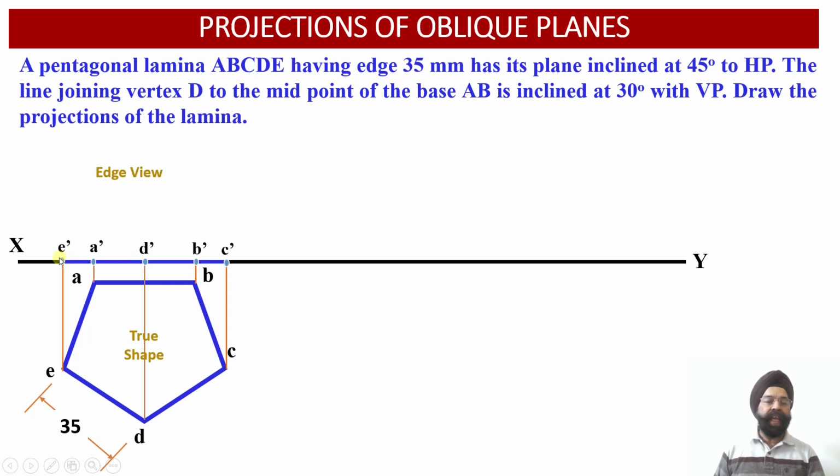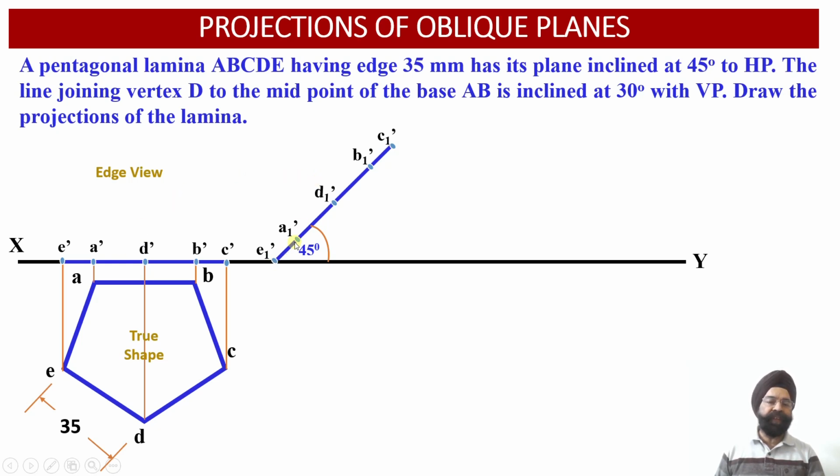Having obtained the edge view projections of this lamina onto the horizontal plane, now we have to incline this edge view, or the surface of the lamina, at an angle of 45 degree with respect to the horizontal plane. So we have marked this orientation line at an angle of 45 degree with respect to the horizontal plane. Now we know the distances between E dash and A dash, A dash and D dash, D dash and B dash, and B dash and C dash. So all these distances have been translated from the first edge view into the second edge view.